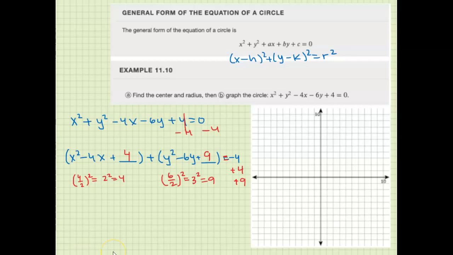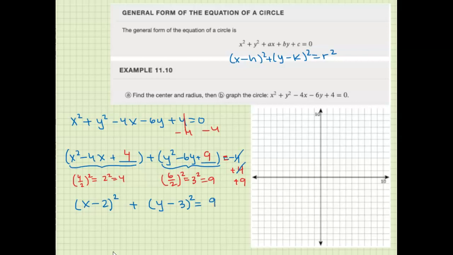All right, so now we're going to factor. This factors as x minus 2 times x minus 2, which is (x minus 2) squared. You're going to factor this, which is like y minus 3 times y minus 3, so it's (y minus 3) squared. And we're going to add these numbers on the right. So negative 4 plus 4 cancel, and then we get 9.